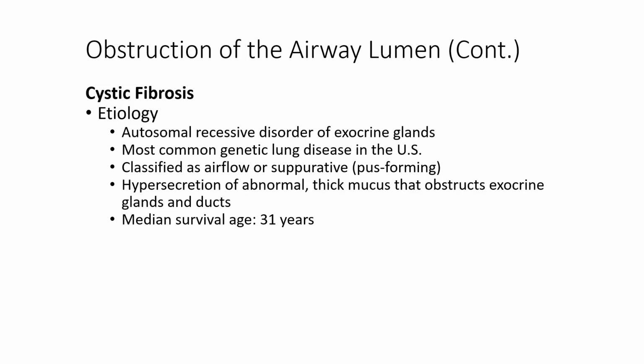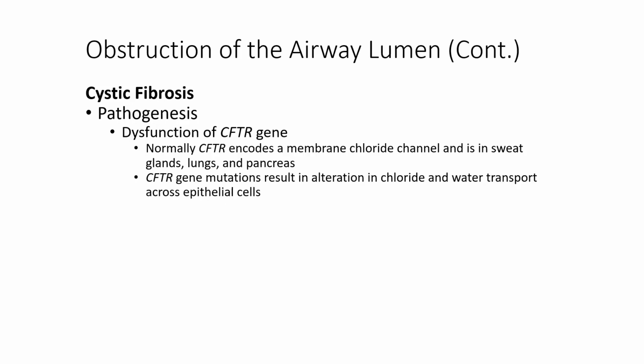reduced life expectancy. As you can see here, the median survival age is 31 years, because as you'll see, this affects the exocrine glands and ducts of the body, which aren't just present in the respiratory system, they're also present in the digestive system as well. And for males also, it can affect the reproductive system as well. So it causes a lot of problems within the body.